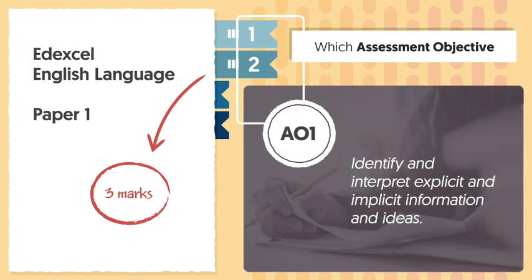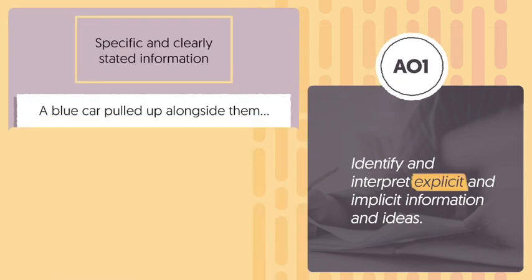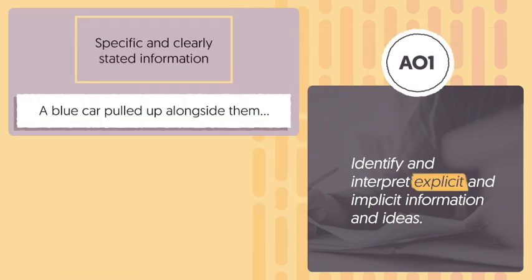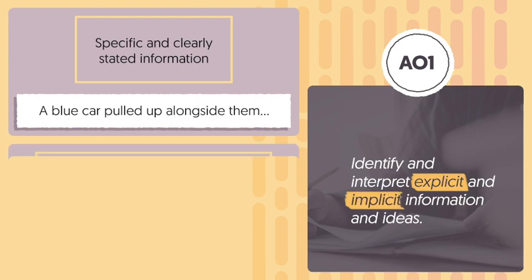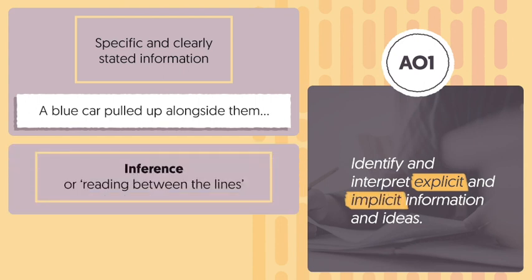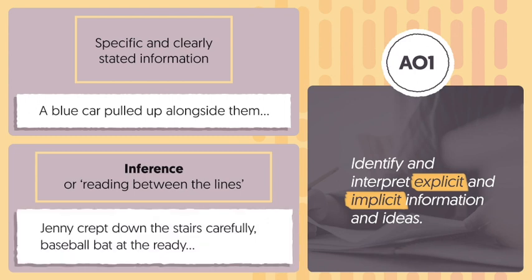Questions 1 and 2 on Paper 1 both assess AO1, which is your ability to identify and interpret explicit and implicit information and ideas. Remember, explicit information is specific and clearly stated. For example, which colour the writer describes something as. Finding implicit information requires inference or reading between the lines. For example, how the writer shows a character's mood or emotions by describing the way that they move.